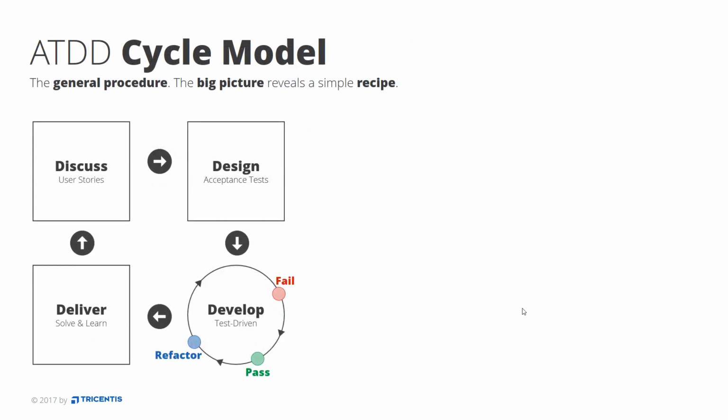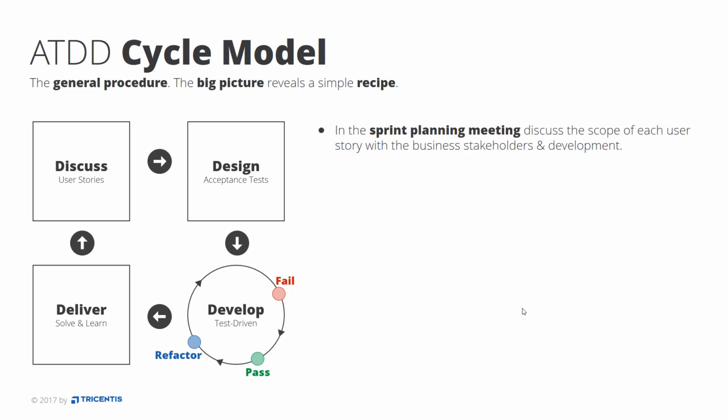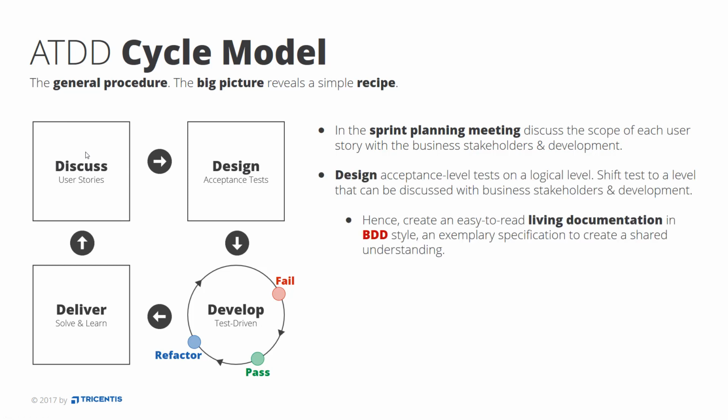Alright, let's start with the acceptance test-driven cycle model. The general procedure, so the big picture, reveals a simple recipe. In the sprint planning meeting, where you can see here, you're discussing the requirements, the user stories, with the stakeholders and with the development. In the next phase, you're designing your acceptance tests. So it's really designing on a logical level, and it shifts the test to a level that can be discussed with the business stakeholders and the development.